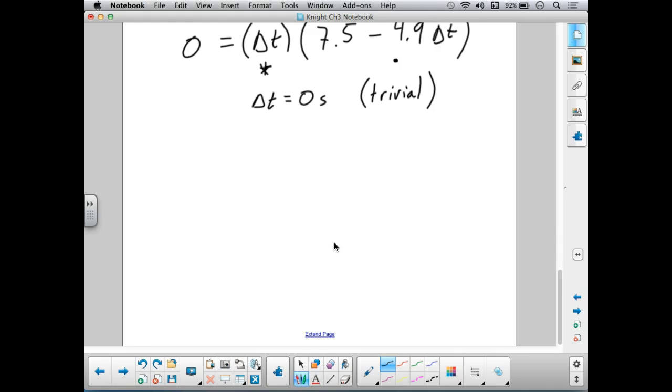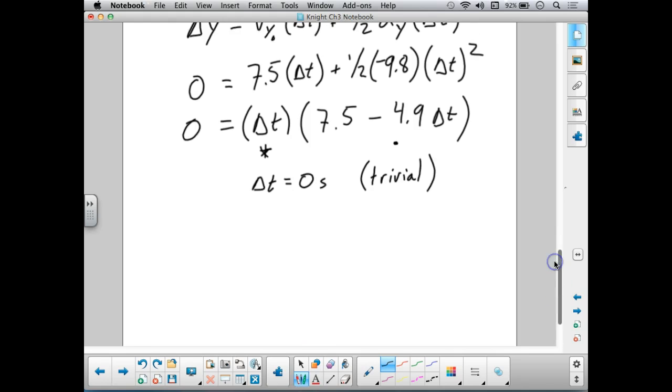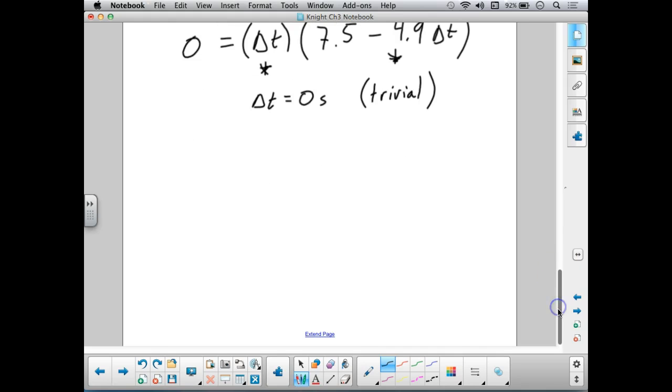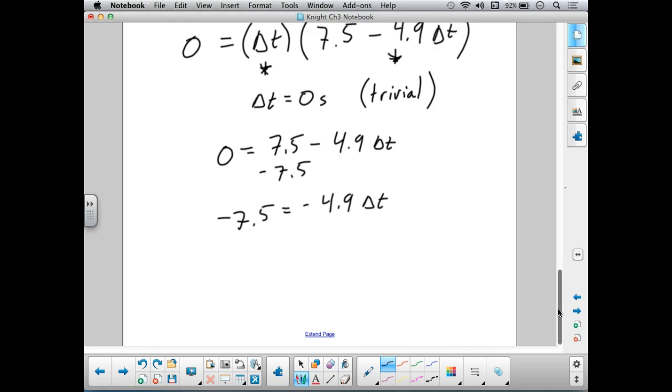Big deal. So the only other way for this quadratic to be 0 is if this term over here, the 7.5 minus 4.9 delta t, is 0. So let's figure out what that gives us. If 0 equals 7.5 minus 4.9 delta t, the first thing I want to do is subtract 7.5 from both sides. So I have negative 7.5 equals negative 4.9 delta t.